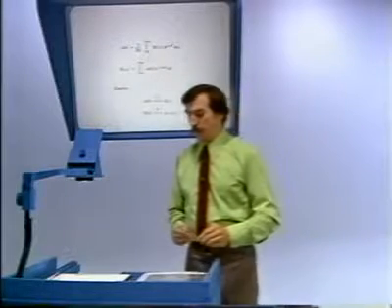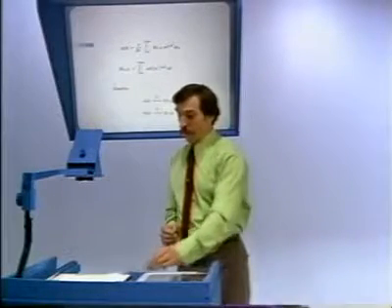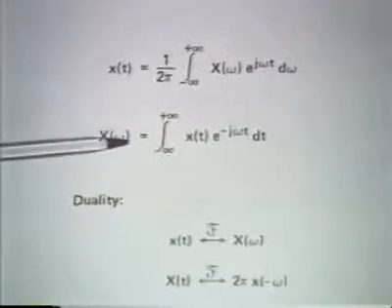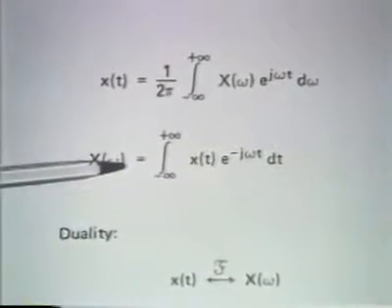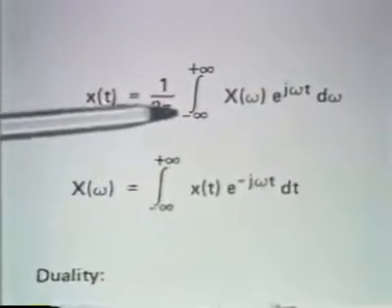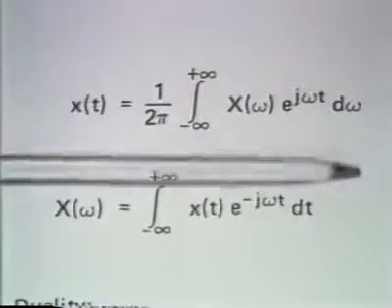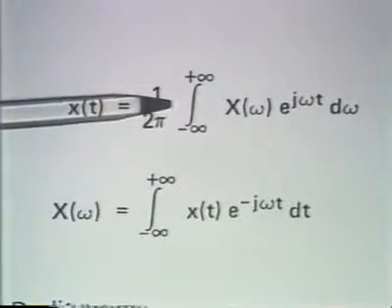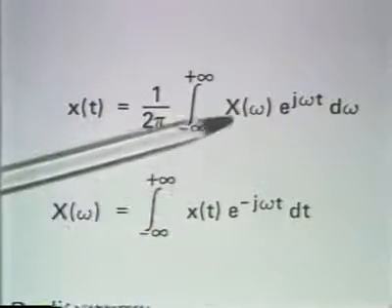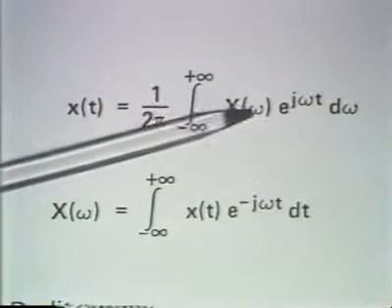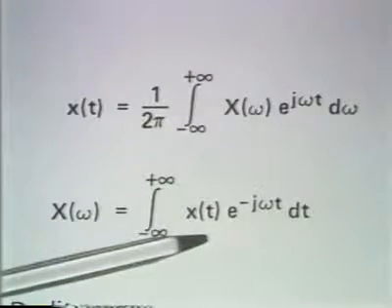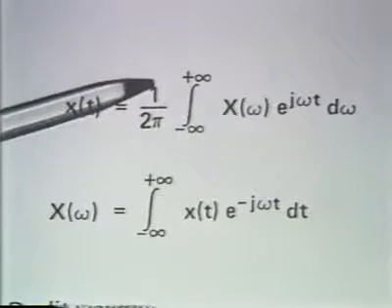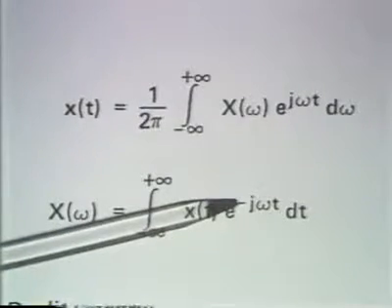In particular, if we look at the synthesis equation, which I repeat here, and the analysis equation, which I repeat below it, what we observe is that, in fact, these equations are basically identical, except for the fact that in the top integral we have things as a function of omega, in the bottom integral as a function of t, and there's a factor of 1 over 2 pi, and, by the way, a minus sign.